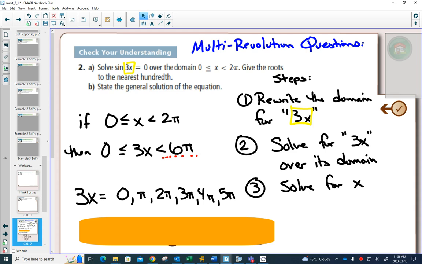But here we have to get mad at the textbook just a little bit. You see how the textbook didn't have a line with the 6 pi? So it means we can't include 6 pi, even though it is a solution, because it's not in our domain. So step 2, we solve for 3x, just like you would solve for theta, or if it was just an x, but we solve for it over its new domain, which was 3 times around.